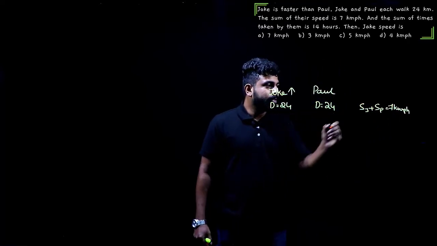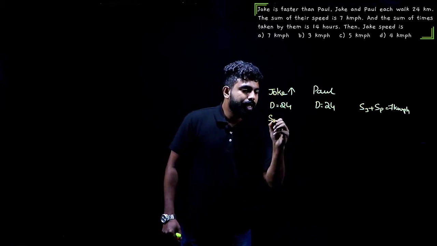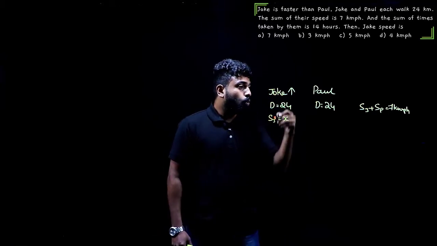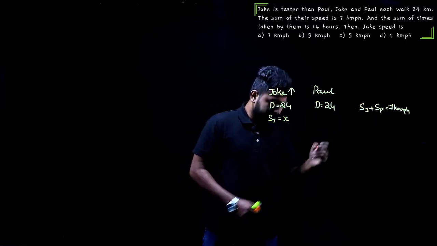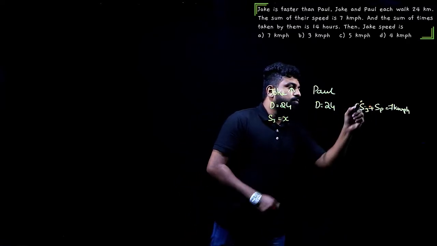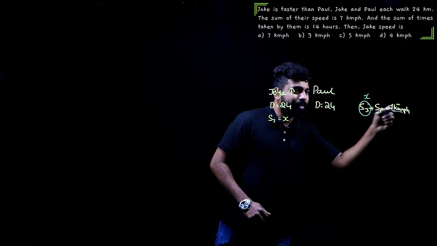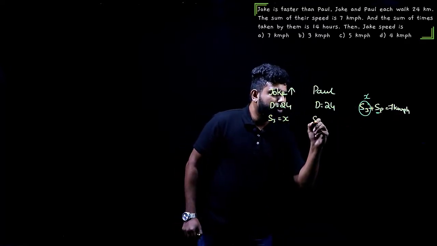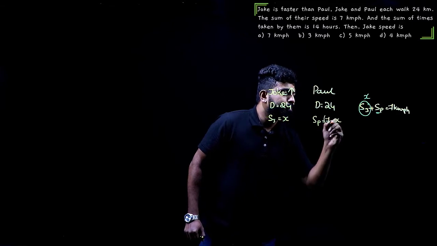Let me assume that speed of Joke is x. So speed of Joke is x. So what will be the speed of Paul? If speed of Joke is x, then speed of Paul will be, if this goes to the other side, 7 minus x. So the speed of Paul will be 7 minus x.